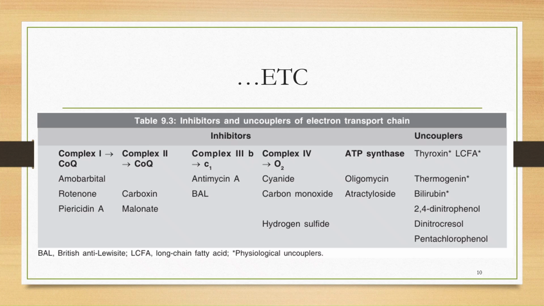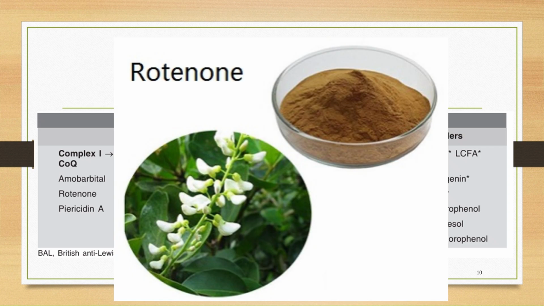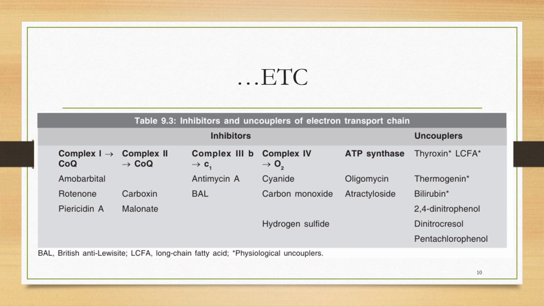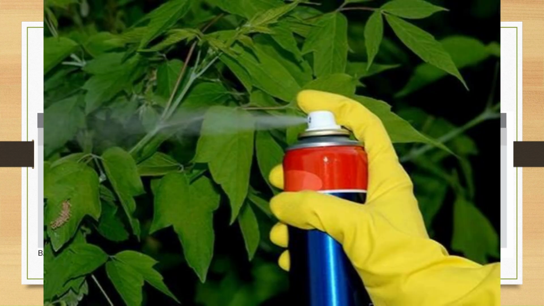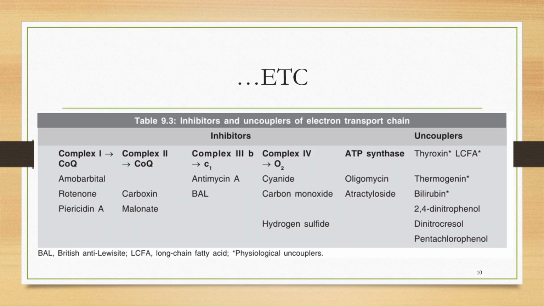All right. So we talked of amobarbital. We have rotenone. Rotenone is found in the roots of pea plants or leguminous plants, but it's also found in high quantities in pesticides, for example, insecticides. For complex 2, we have malonate. Malonate is basically found in industrial waste products or industrial products, and malonate is a complex 2 inhibitor.